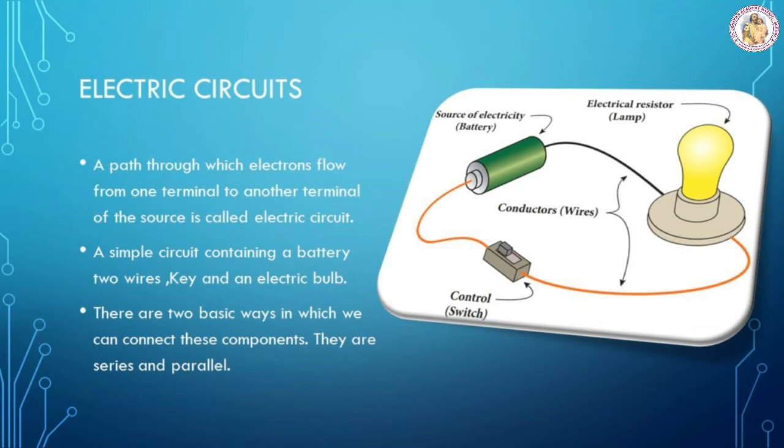The source can be battery or the electric outlet in your room. The electrical resistor refers to the device that consumes the energy. Control, that is key, is the mechanism that is used to start, stop, and regulate the electric current. When the key is on, electrons from the battery flow through the circuit from the negative terminal through the wire conductor, then through the bulb, and finally back to the positive terminal. The light glows when current is flowing through its filament.